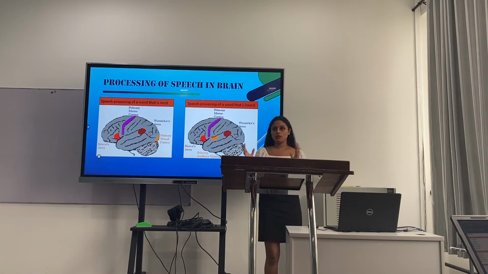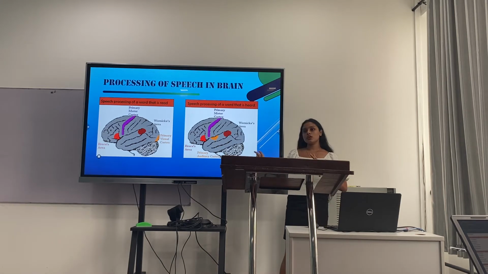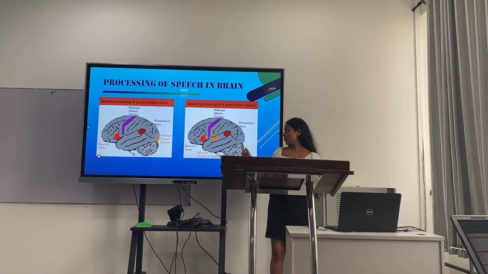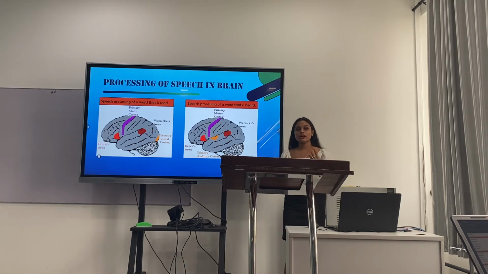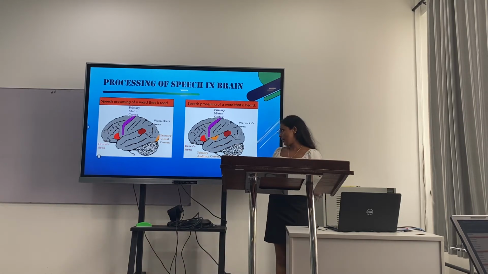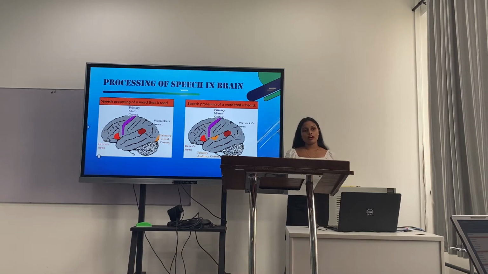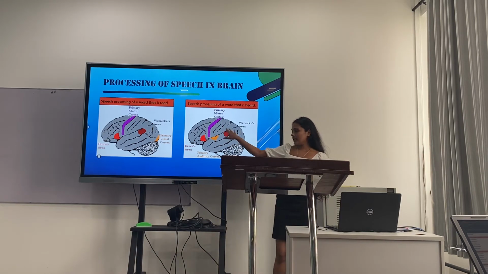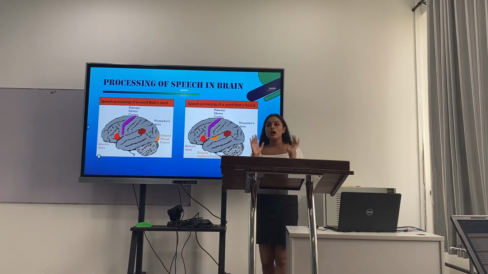After recognizing the words, Wernicke's area forwards those signals to Broca's area, where the required vocal patterns are made, and then Broca's area forwards those signals to the primary motor cortex, and the primary motor cortex, by controlling the muscles of your face, will communicate the speech.